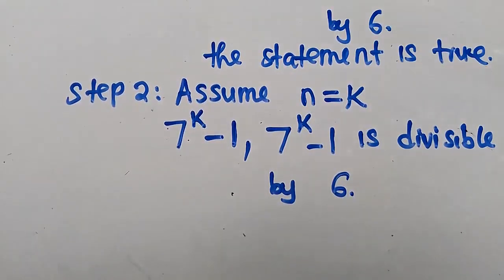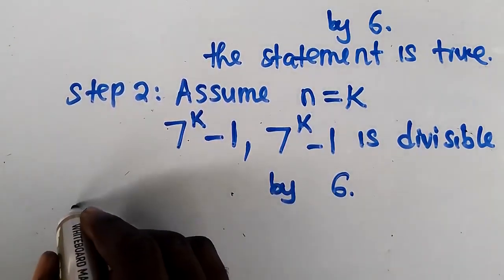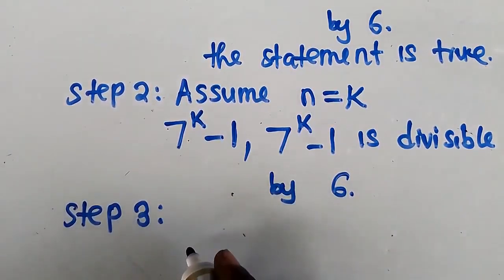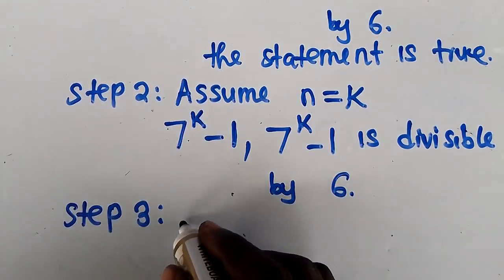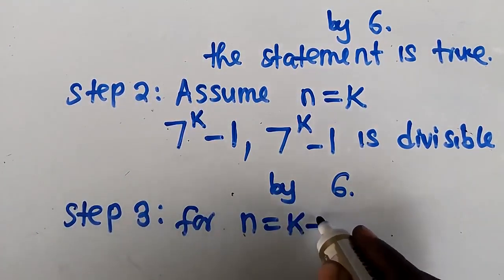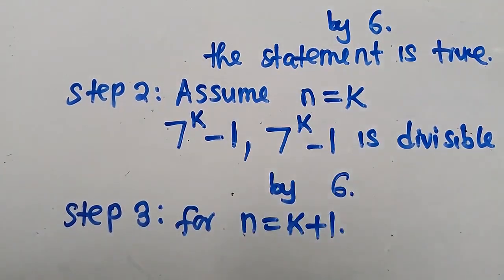So we've used what? Assumption. This is what you are supposed to do and understand. Let us now move to step 3. In step 3, you prove that the statement is true for n equals k plus 1. This is what you need to do.